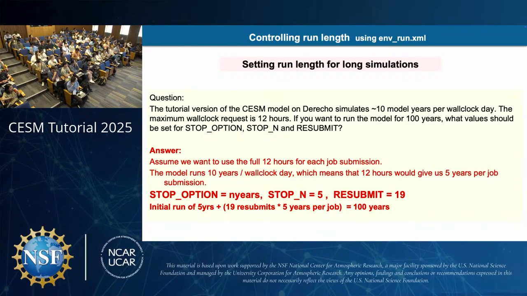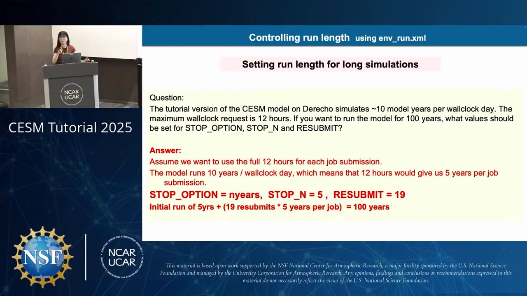In 12 hours, you can simulate 9.5 years. You don't have to set your stop option to be 9.5 years. You can set it to be 9 years. You can complete 9 years in 12 hours, right?